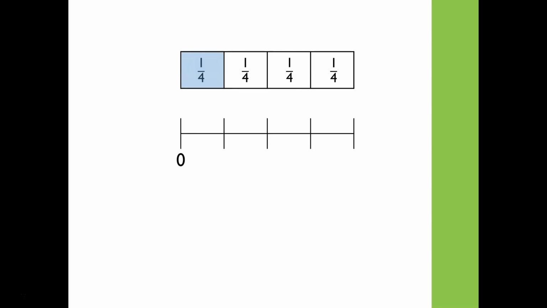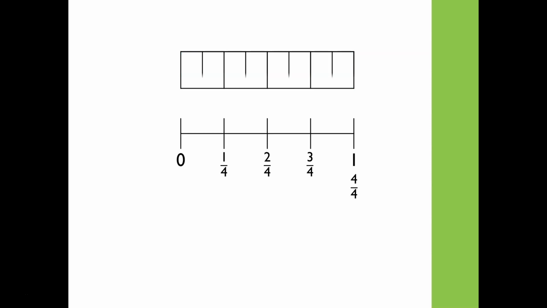If one part of the bar is shaded, then we move along the number line to 1/4. Shading 2/4 of the bar, we can count to 2/4 on the number line. Shading 3/4 of the bar, we can count to 3/4 on the number line. And finally shading 4 parts of the bar, well, we can move along our number line to 4/4, which is the same as 1.